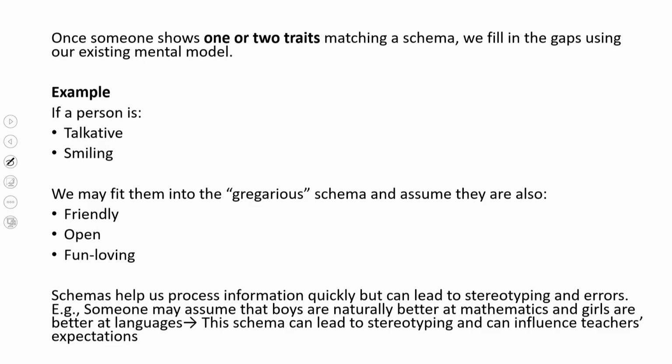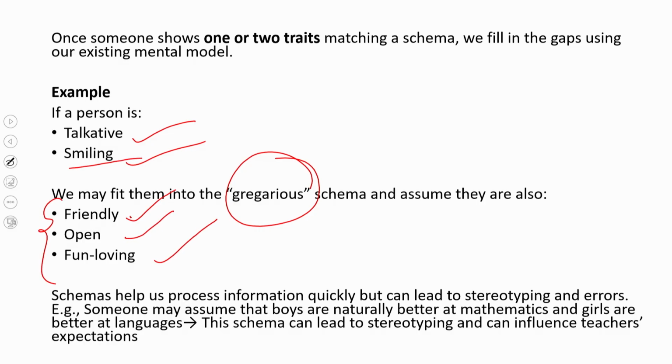So, once someone shows one or two traits matching that schema, the moment you get one or two characteristics from that person based on your interaction, you create a whole mental framework about that person. We fill the other gaps automatically using shortcuts. For example, if a person is talkative and smiley, we may automatically assume that this person fits into a gregarious category or schema, where he or she will be friendly, open, fun loving and so on. We have not seen these characteristics, but because of these two characteristics, we are assuming the person will have these characteristics also.